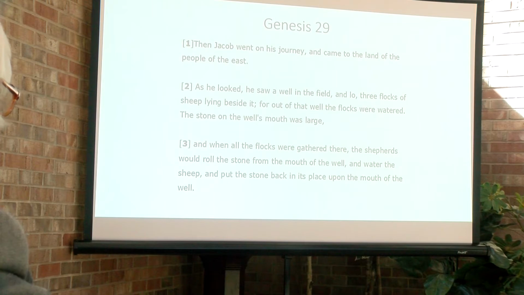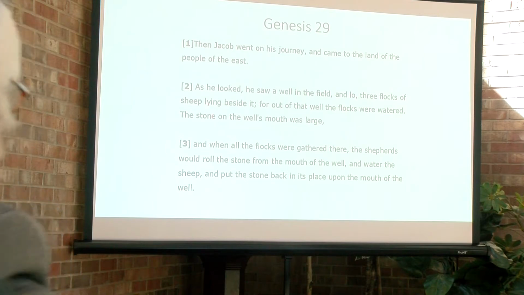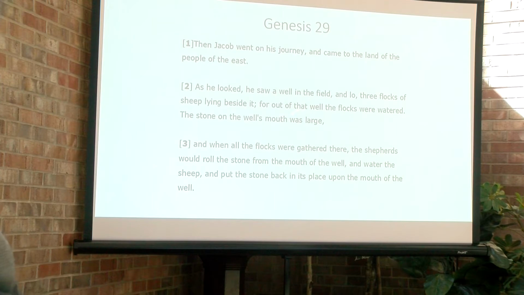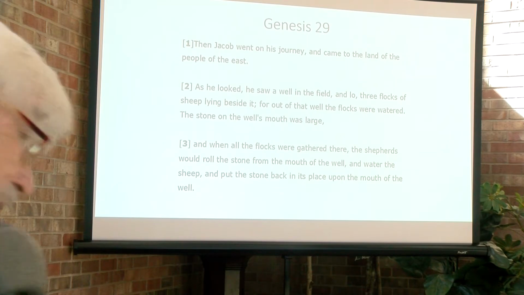Then Jacob went on his journey and came to the land of the people of the east. And he looked and he saw a well in the field, and lo, 3 flocks of sheep lying beside it. For out of that well the flocks were watered. The stone on the well's mouth was large. When all the flocks were gathered there, the shepherds rolled away the stone from the mouth and watered the sheep and put the stone back in place over the well.